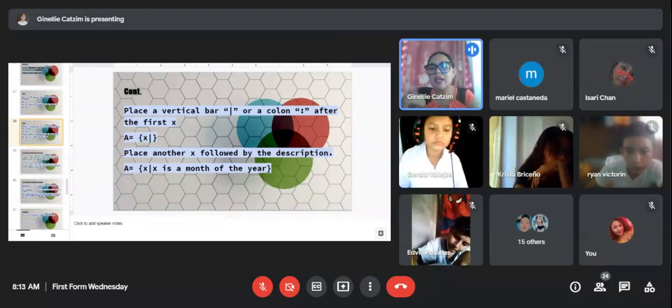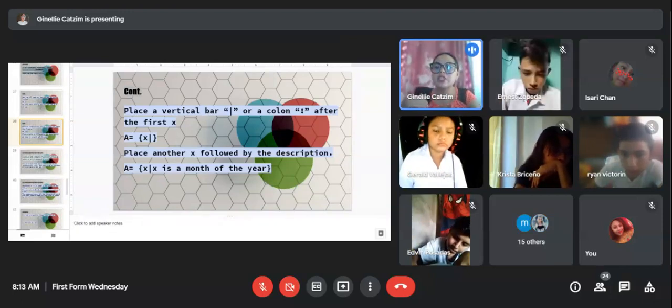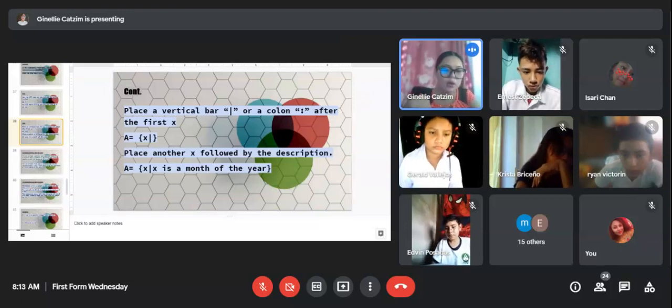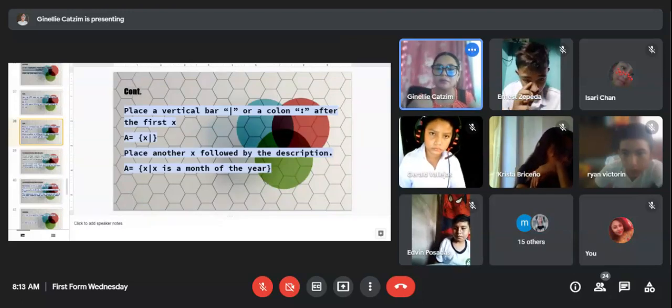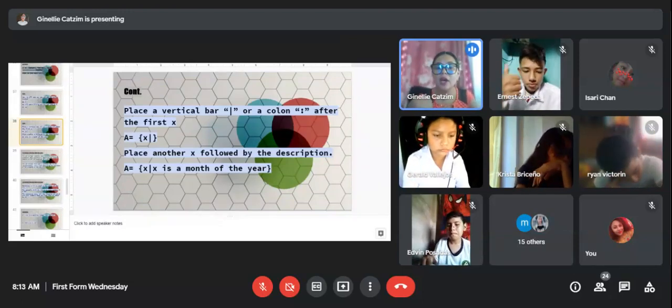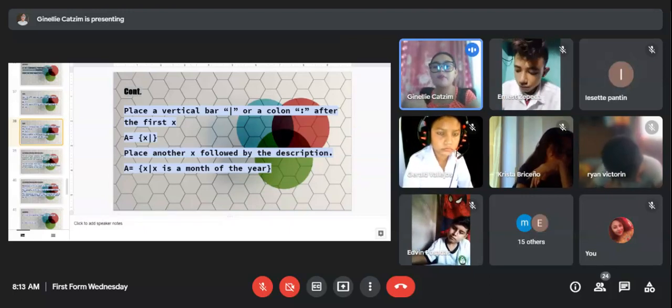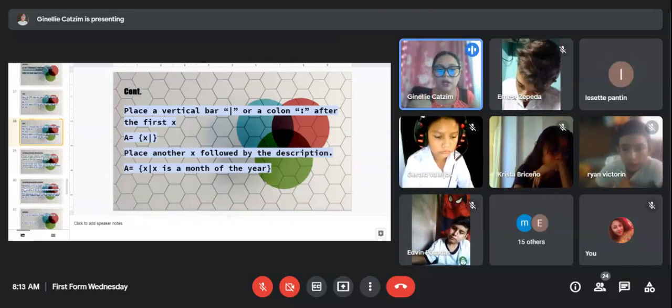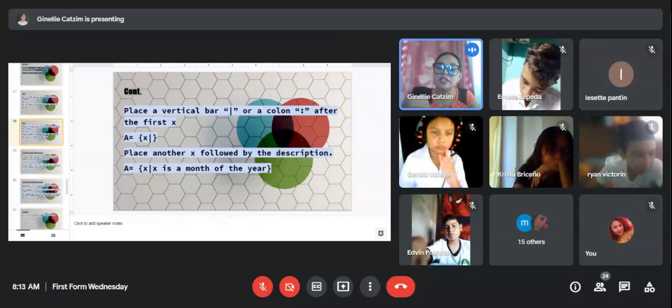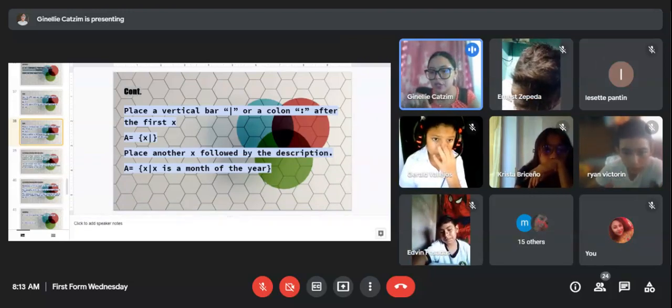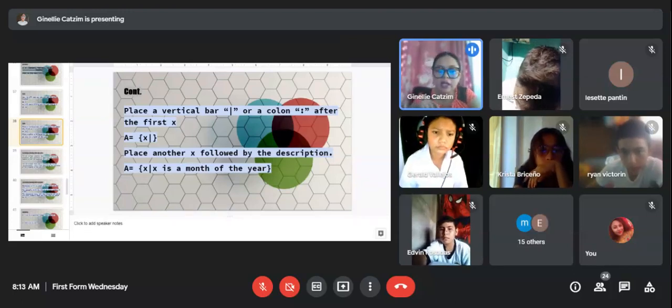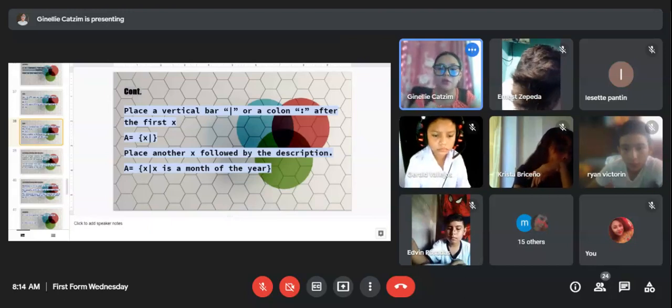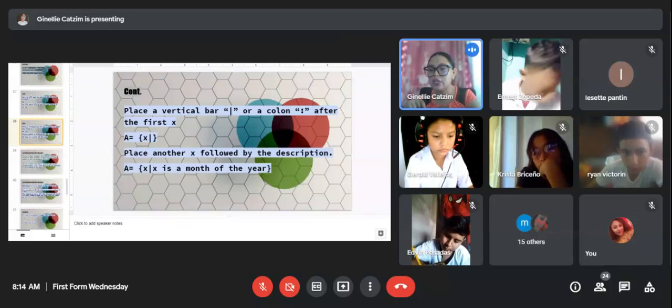So when we finalize all the steps, your set should look like A equals, you have your curly brackets, X, you have the vertical bar, and X is a month of the year. Right? So you have an X, you have a vertical bar or a colon, you have another X followed by your description. So this is called set builder notation, and that is our topic for today, set builder notation.